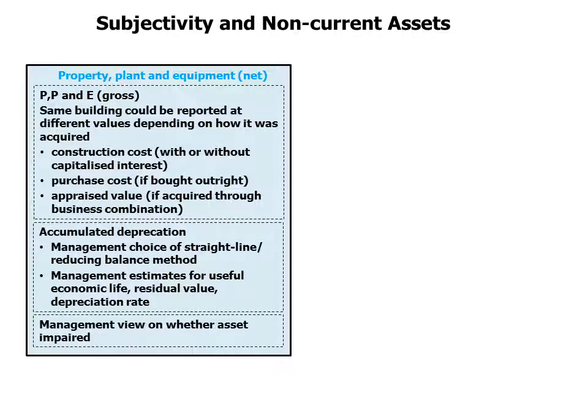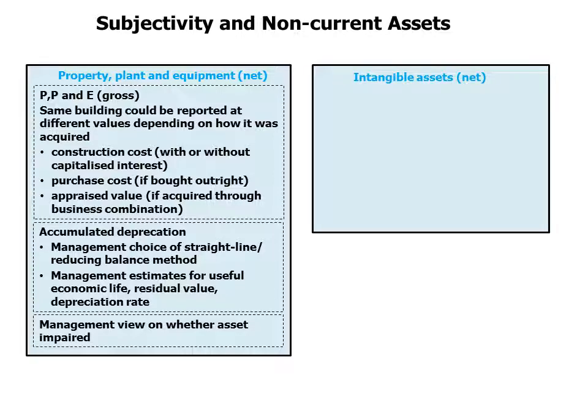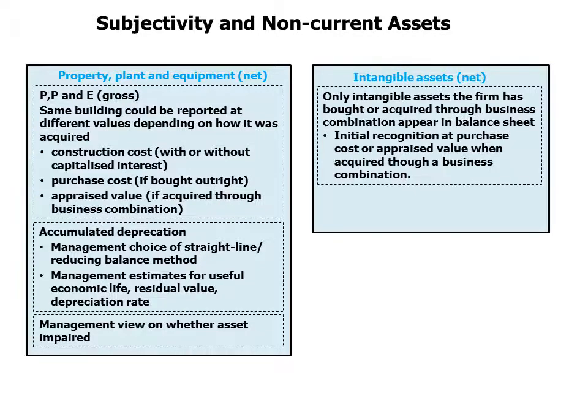And we've also got a management view on whether the assets are impaired in some way, which requires a further write-down. So the value for property, plant and equipment is a very subjective figure. And if you take intangible assets, the most valuable assets for many firms do not appear on the balance sheet. Only intangible assets the firm has bought or acquired through a business combination appear in the balance sheet.